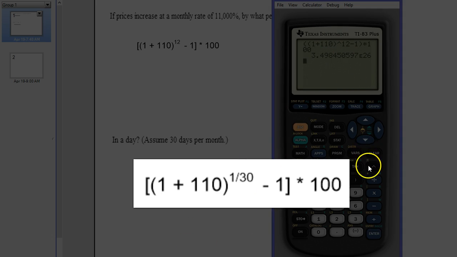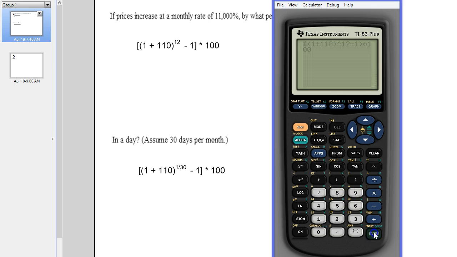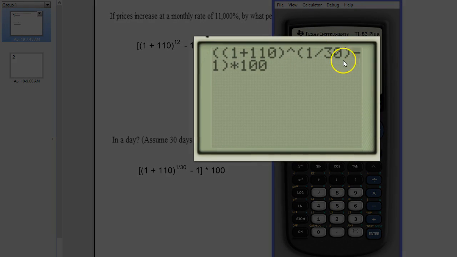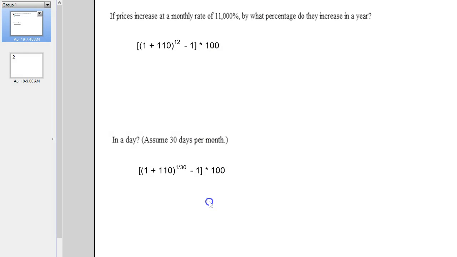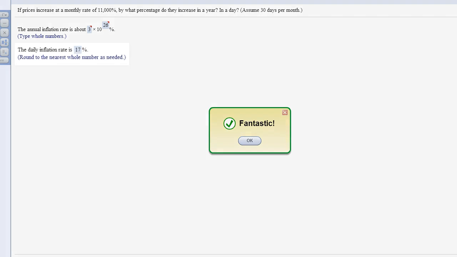Alright, so I'm going to go back to this same formula we just did. I'm going to hit second enter. Then I'm going to go back, and it's 12. I'm going to go in here, put a parenthesis, and then insert 1/30th. Close the parenthesis, and then delete that 2 there. So this to the 1/30th minus 1 times 100. So there's what I get, 16.99, roughly 17% per day.